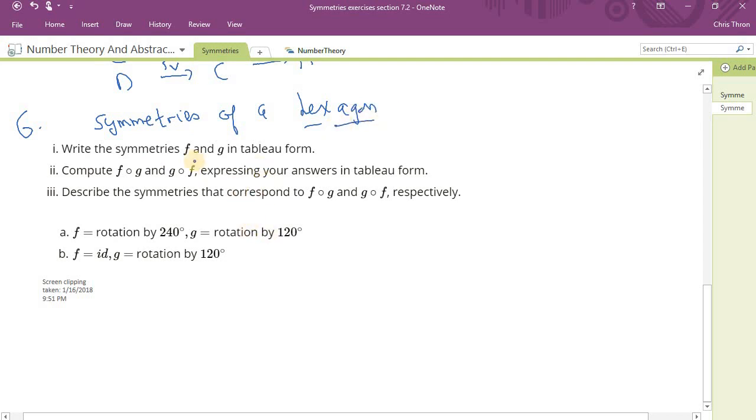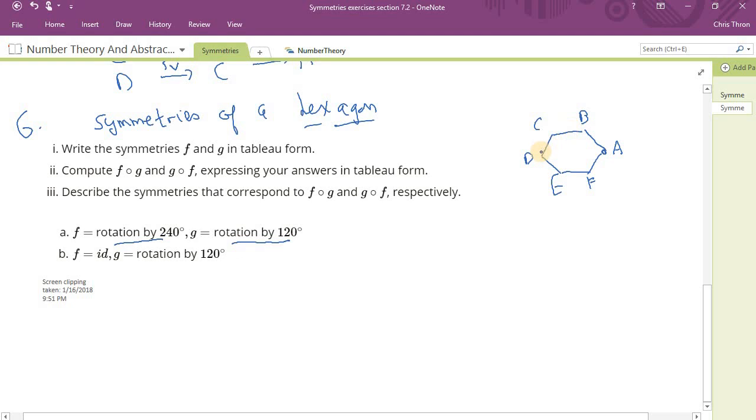Symmetries of a hexagon. So I'm going to want to write these symmetries F and G in tableau form. So let's start with this one. Rotation by 240, rotation by 120. So let me go ahead and write a hexagon. Hexagon is just a stop sign. I'm going to do a lousy one. It's not in our class, so I'll start with the A here. You notice that we typically start with the A at the rightmost corner here. Now what is rotation by 240?